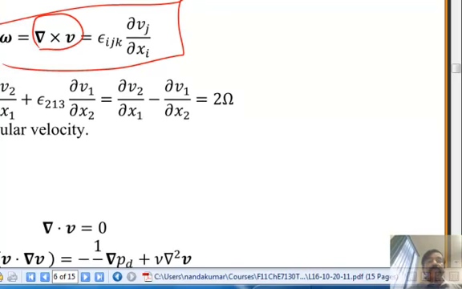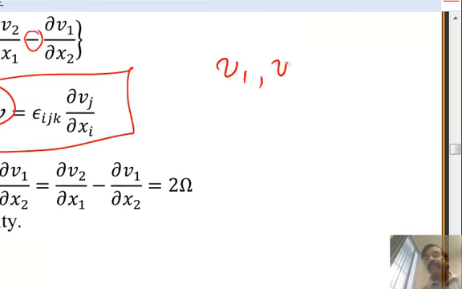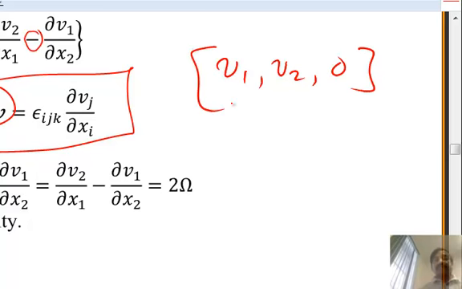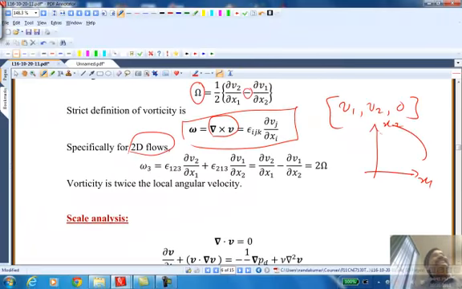Okay, and for 2D flows, what happens? For two-dimensional flows, where you have V1, V2, and 0, the third component is 0, then it turns out that there is only one component of the vorticity that is not 0. All the other two components will be 0. Meaning, if I have x1 and x2, and there is a flow like that, there will be rotation only about the x3 axis. Because there is no flow in the x3 direction, there cannot be any rotation about the x1 axis or the rotation about the x2 axis. Is that clear?